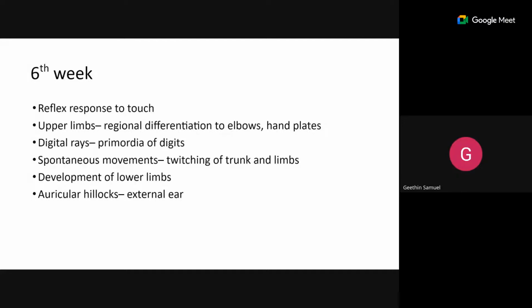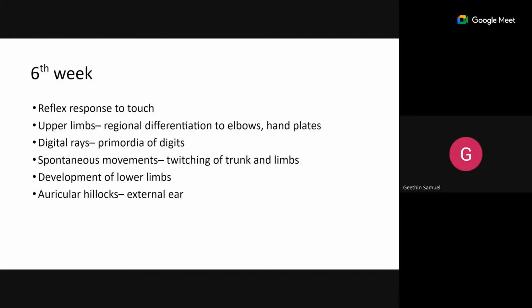In the 6th week, what is happening? There will be a little bit of response to touch of the fetus, not fetus, the embryo. And the upper limb, I have said, develops as a bud, which will differentiate into the elbow and hand plate in the upper limb. And there will be development of the digital rays, which I have said are ridges, which form the primordia or the primitive digits. There will be a little bit of movement in the trunk and limbs, but it will not be appreciated by the mother.